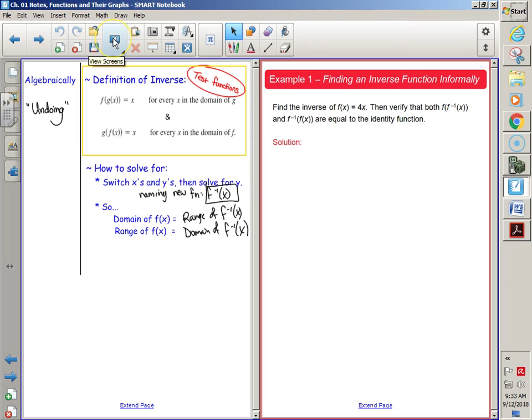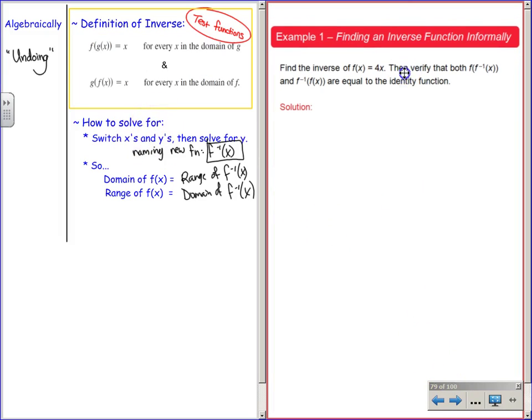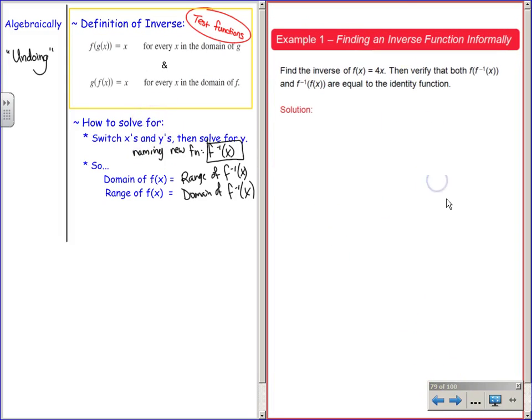Okay, so let's get to the example. And it's a super easy example. Aw, that's no fun. It's okay though, we'll do it fast. Some of you could mental math it, I bet. The example says, find the inverse of f of x equals 4x, then verify that f of f inverse of x or f inverse of f of x are equal to the identity function.